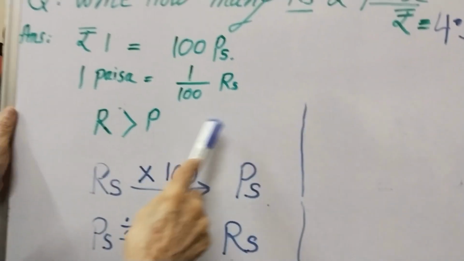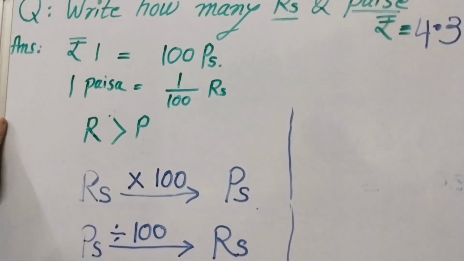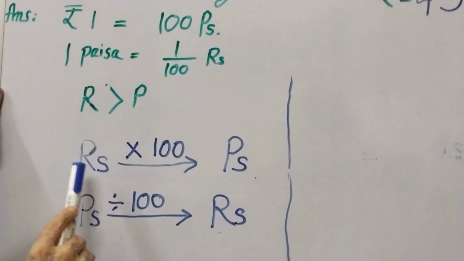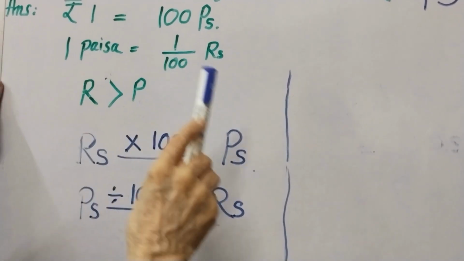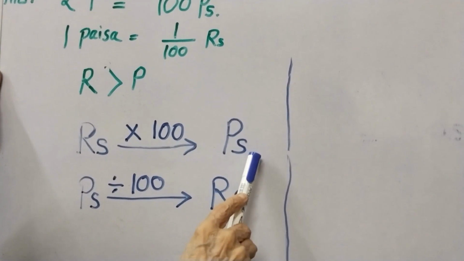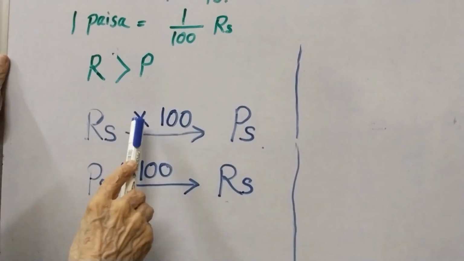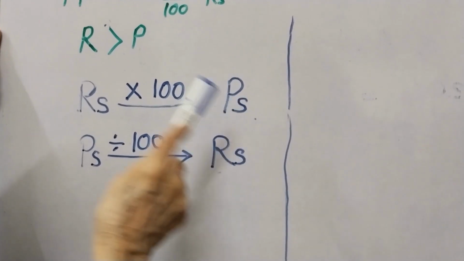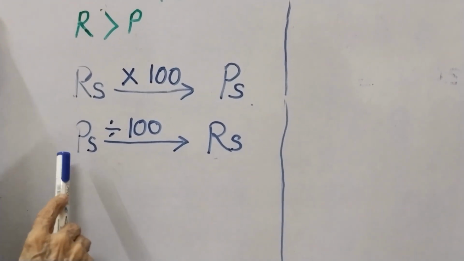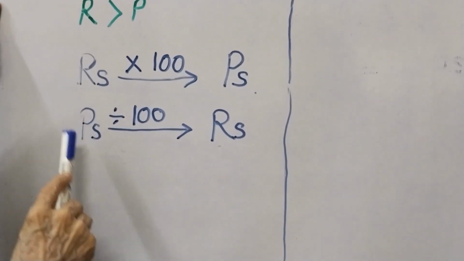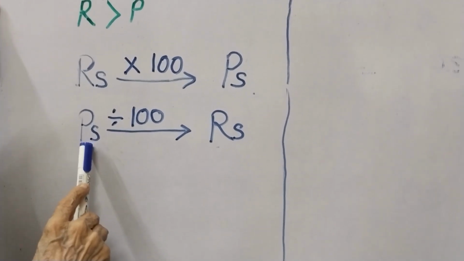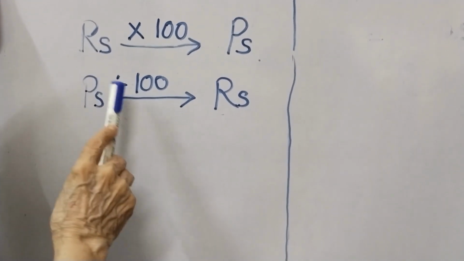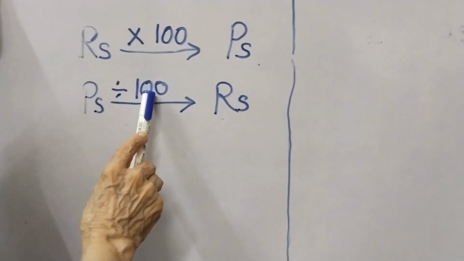This whole thing you have to revise in mind. From the rupee, a bigger measure, if we want conversion into a smaller measure like paisas, then we have to multiply by 100. And if we want to take paisas, a smaller unit of wealth, and convert it into rupees, we will have to divide the term by 100.